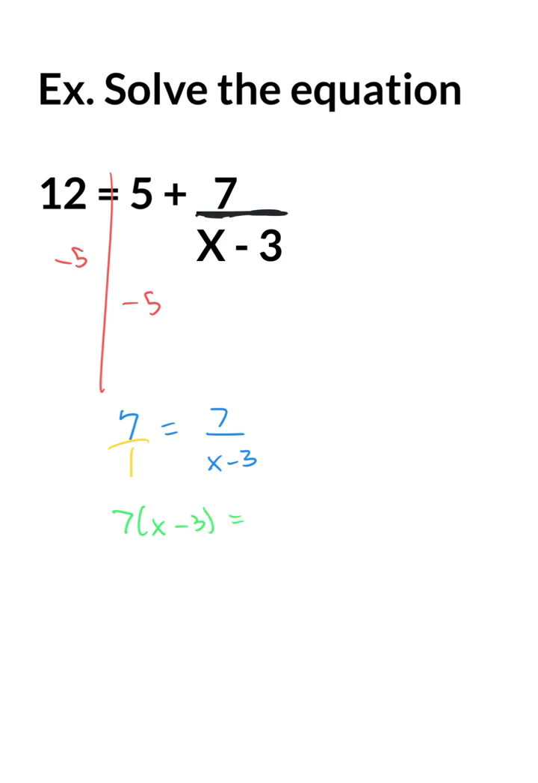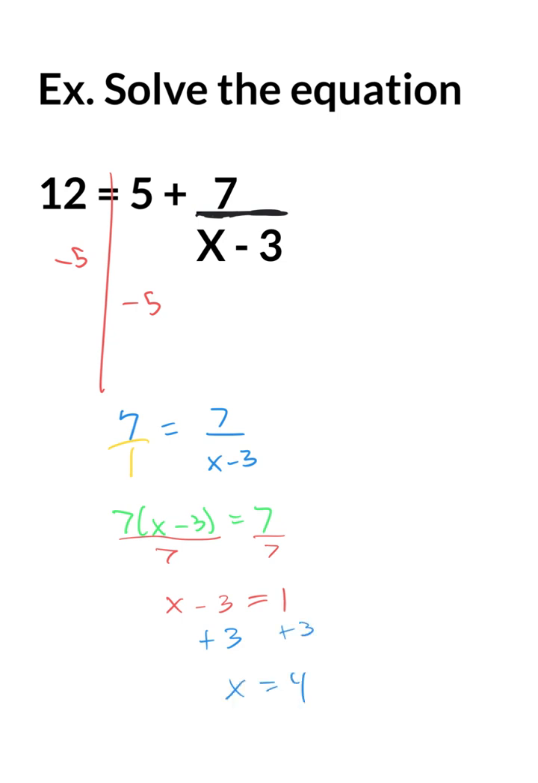3 is equal to 7, which is fine and dandy. So I'm going to divide both sides by 7. And I get x minus 3 is equal to 1. So then there's just one part left. Add 3, x equals 4.